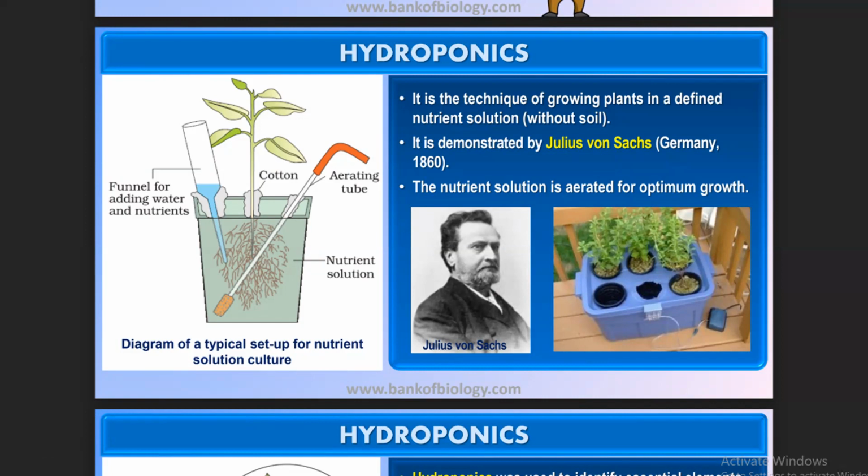It was demonstrated by Julius von Sachs in Germany in 1860. The nutrient solution is aerated for optimum growth. You can see the picture here. Here there is an aerated tube. What do you mean by aerated tube? Air is passed through the solution. When the air is passed, the mixture mixes properly, and each and every part of the root gets the nutrient. If the nutrient is over, we can add more water and more nutrients. So this is the best technique.